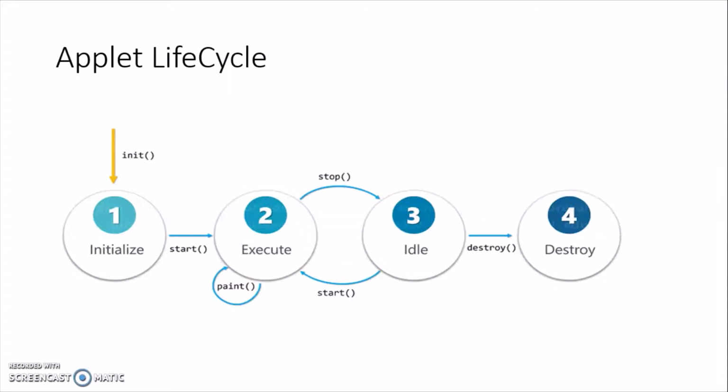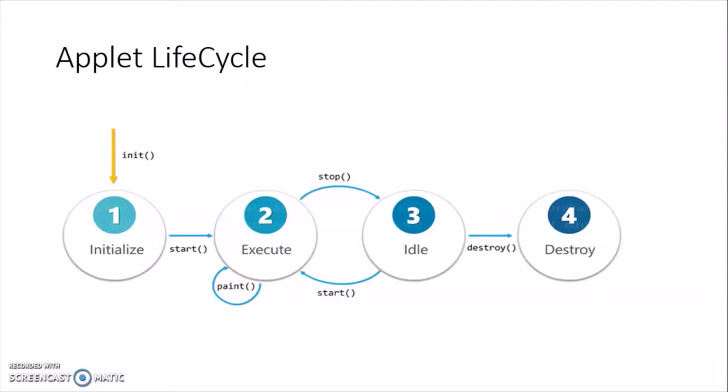One thing you have to remember here: the init method is always executed only once. It's not executed many times. So whenever you load an applet, 2 methods get executed. First the init method is executed, next the start method is executed. After the start method, the paint method is executed. So in the initialization part, the init method is executed, and once the applet is loaded, the start and paint methods are executed.